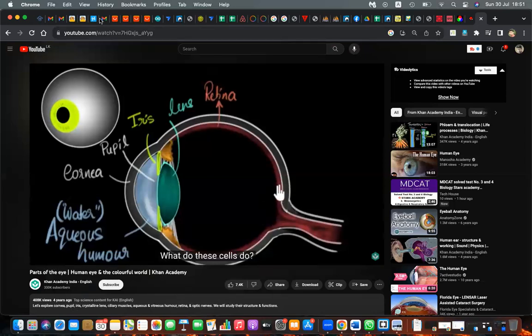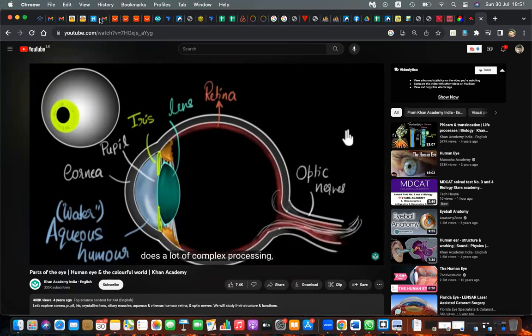And what do these cells do? Well, once light falls on them, they convert light into electricity. And finally, those electrical signals are carried from the retina all the way to our brain through some nerves. The nerves will connect to all the cells of the retina, and all these electrical signals are carried to the brain. And this bundle of nerves is called the optic nerves.